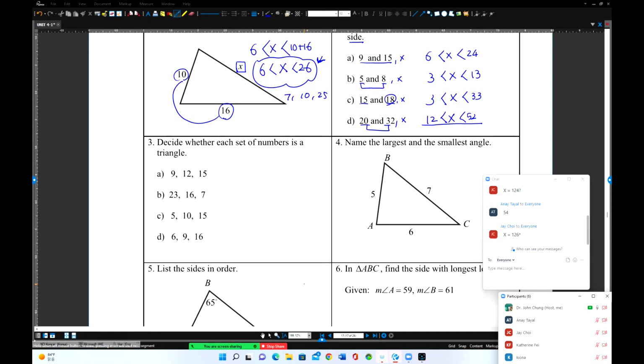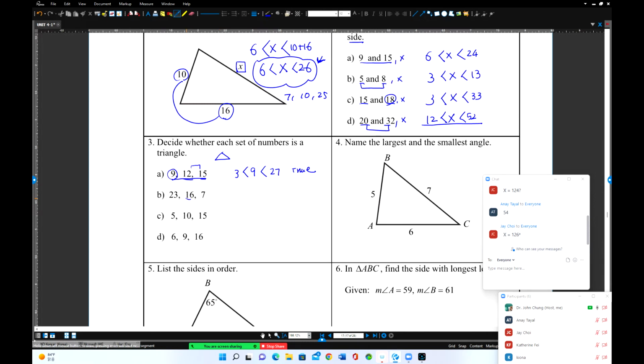Number 3, decide whether each set of numbers can form a triangle. Using these three sides, we can check it out. You can choose any number, say 9. Is 9 less than the sum of these two numbers, 27, and greater than the difference of these numbers, 3? This is true. So using this one, we can create a triangle.